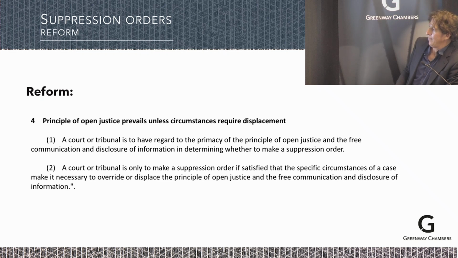Section 4 of the Act, which we can assume will head through Parliament sometime in the next couple of months. The principle of open justice prevails unless circumstances require displacement. A court or tribunal is to have regard to the primacy of the principle of open justice and the free communication and disclosure of information in determining whether to make a suppression order. A court or tribunal is only to make a suppression order if satisfied that the specific circumstances of a case make it necessary to override or displace the principle of open justice and the free communication and disclosure of information.